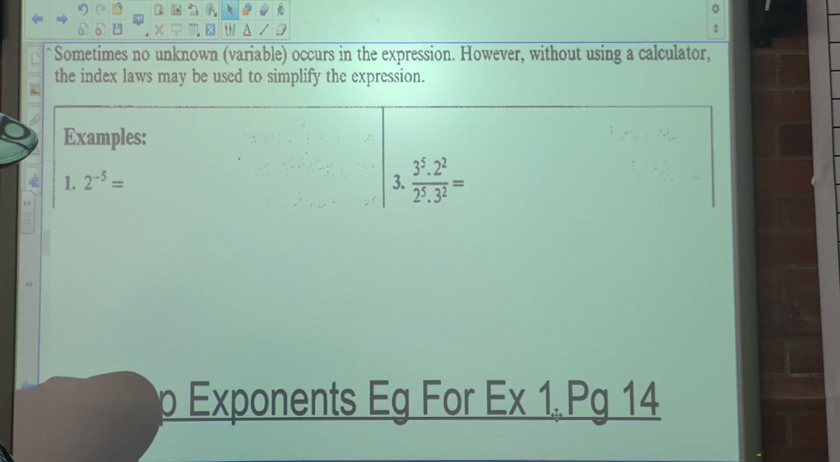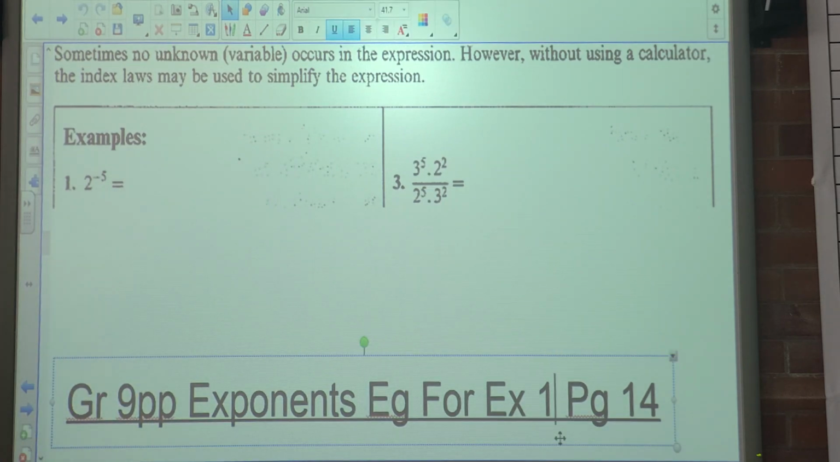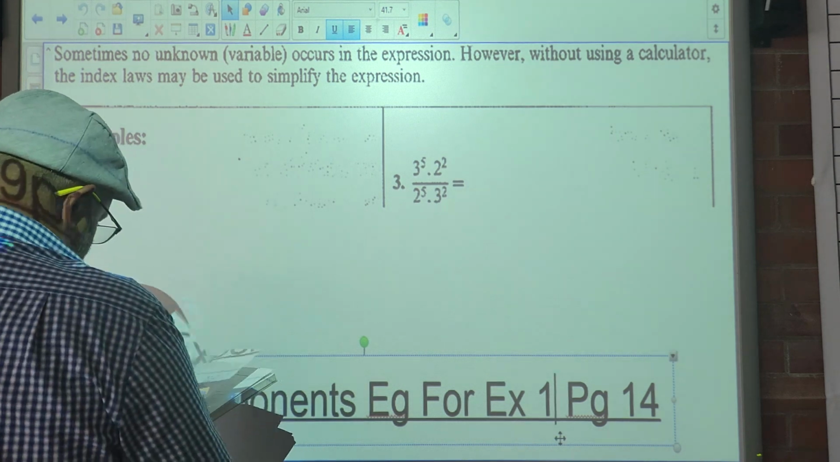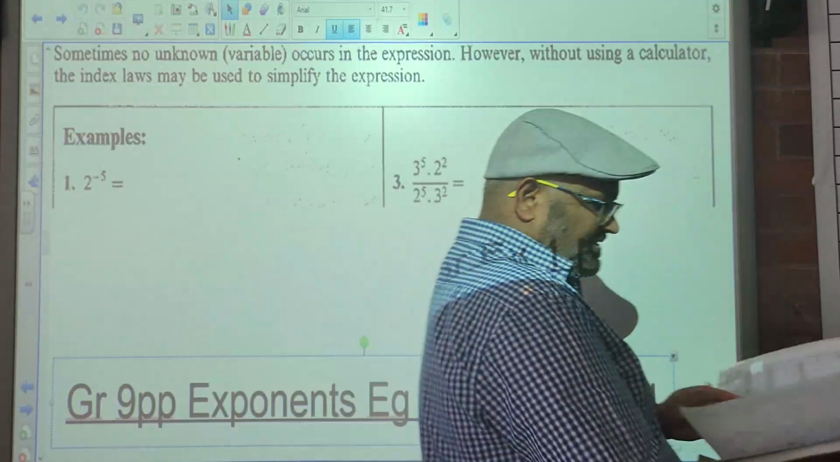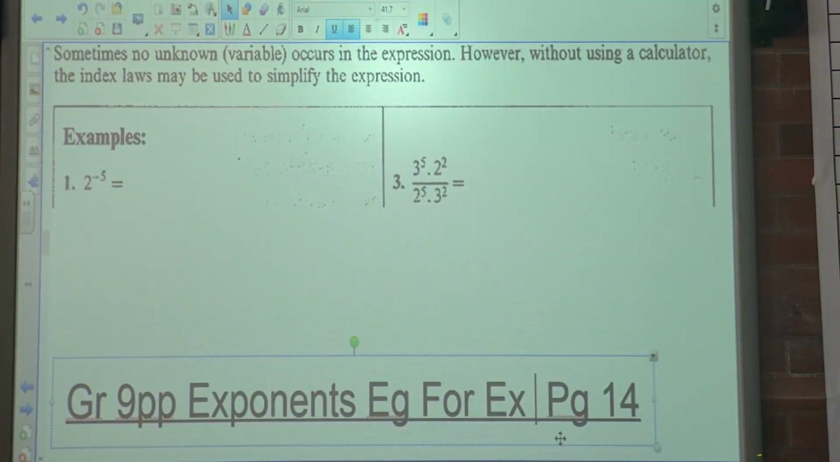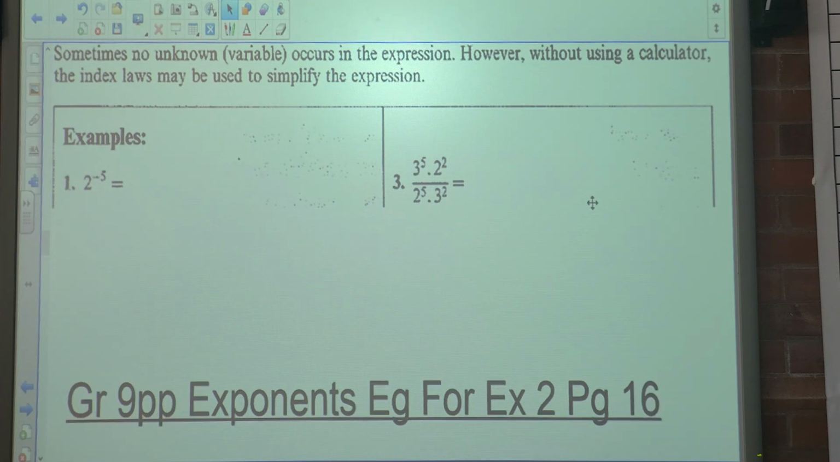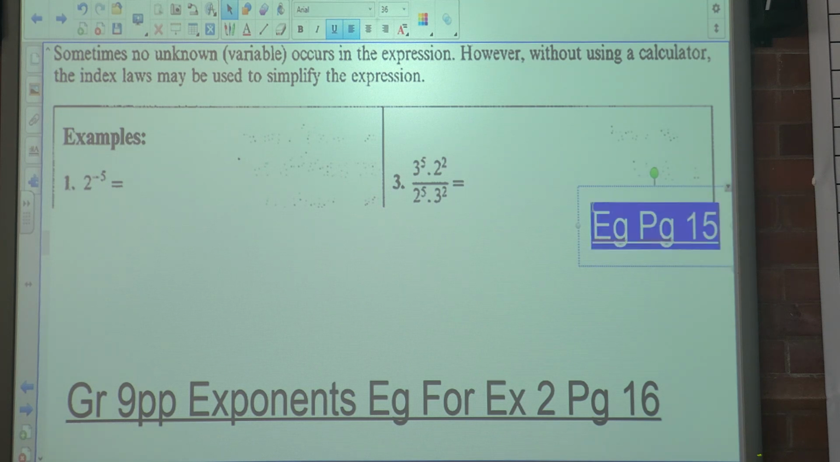So we're looking at the examples, and these examples are for exercise 2. Quite a comprehensive exercise there. Exercise 2, which is on page 16. And these examples are on page 15. Okay.